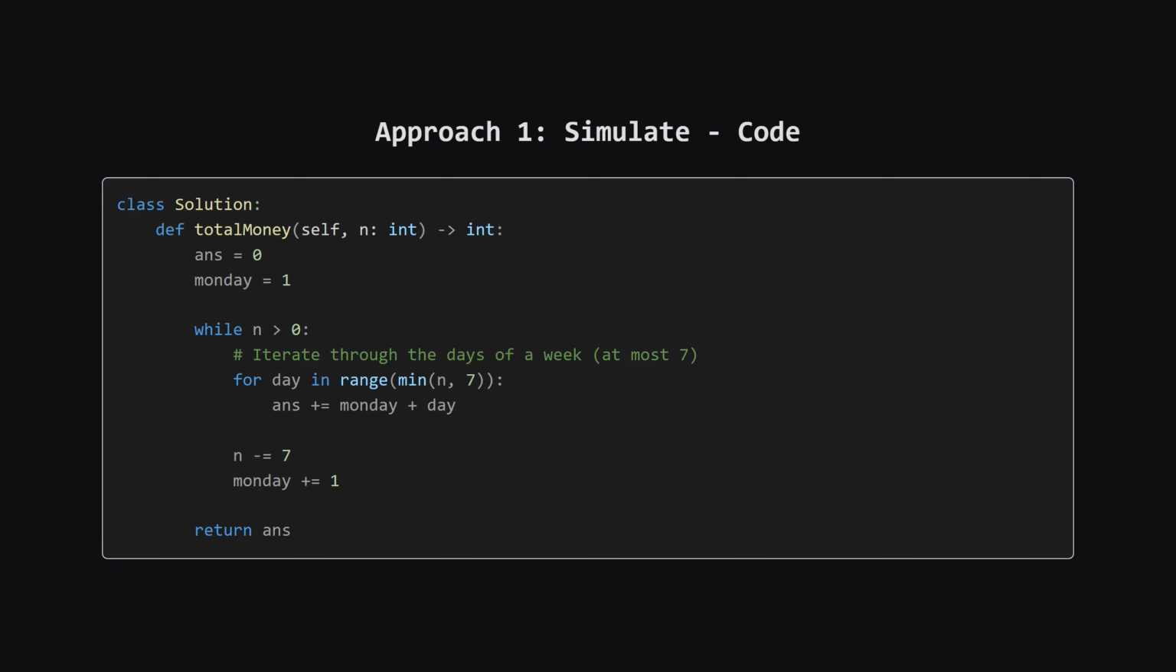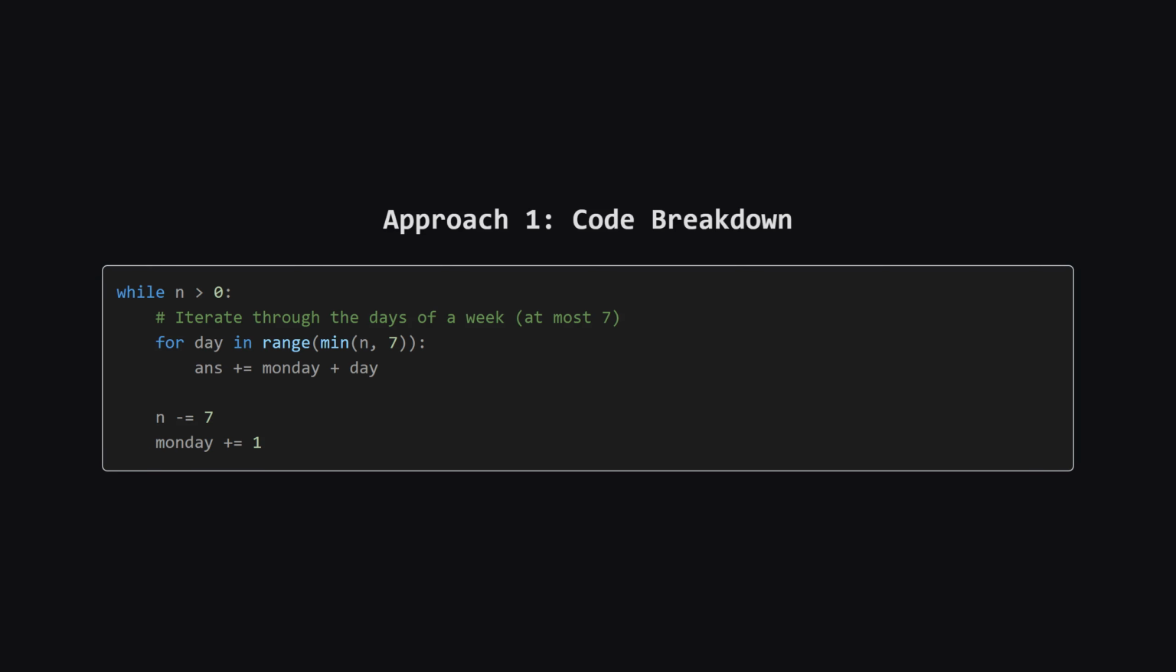We initialize our answer and the first Monday's deposit. Then, we have a while loop that keeps running as long as there are days left to count. Let's break down what's happening inside this loop. Inside our main loop, we have another loop that runs for each day of the week. It runs for a maximum of 7 days, or fewer if we're in the last partial week.